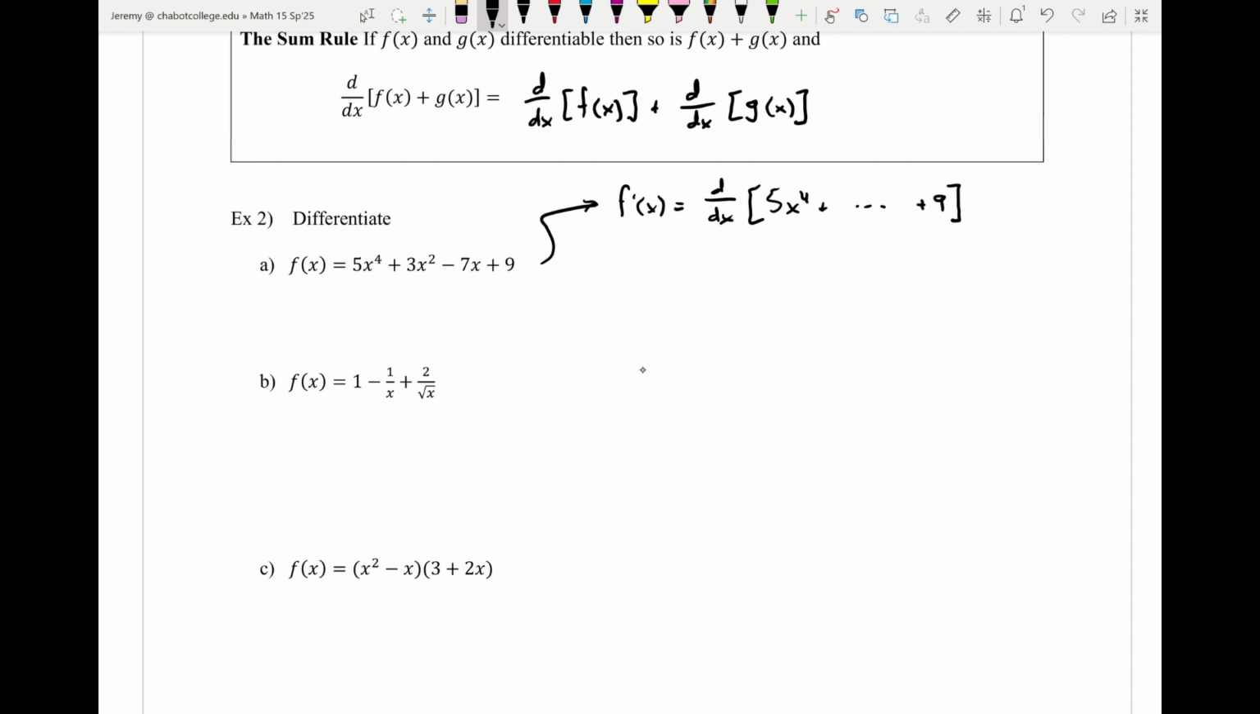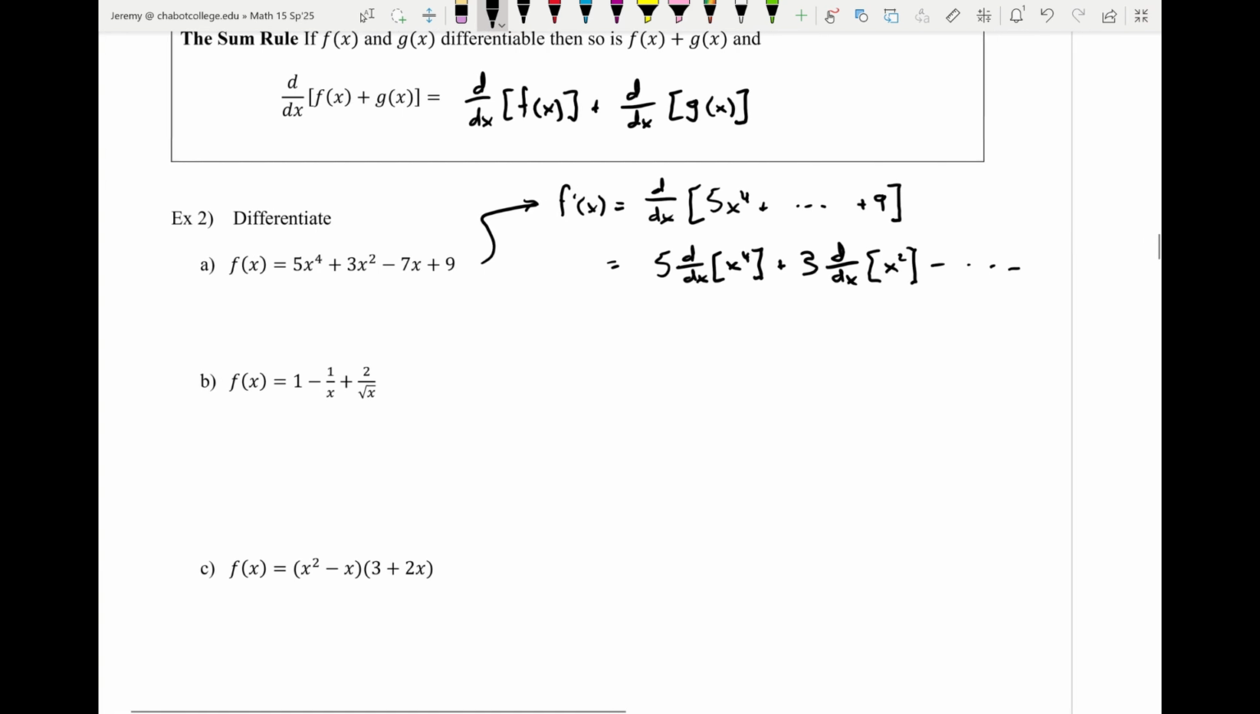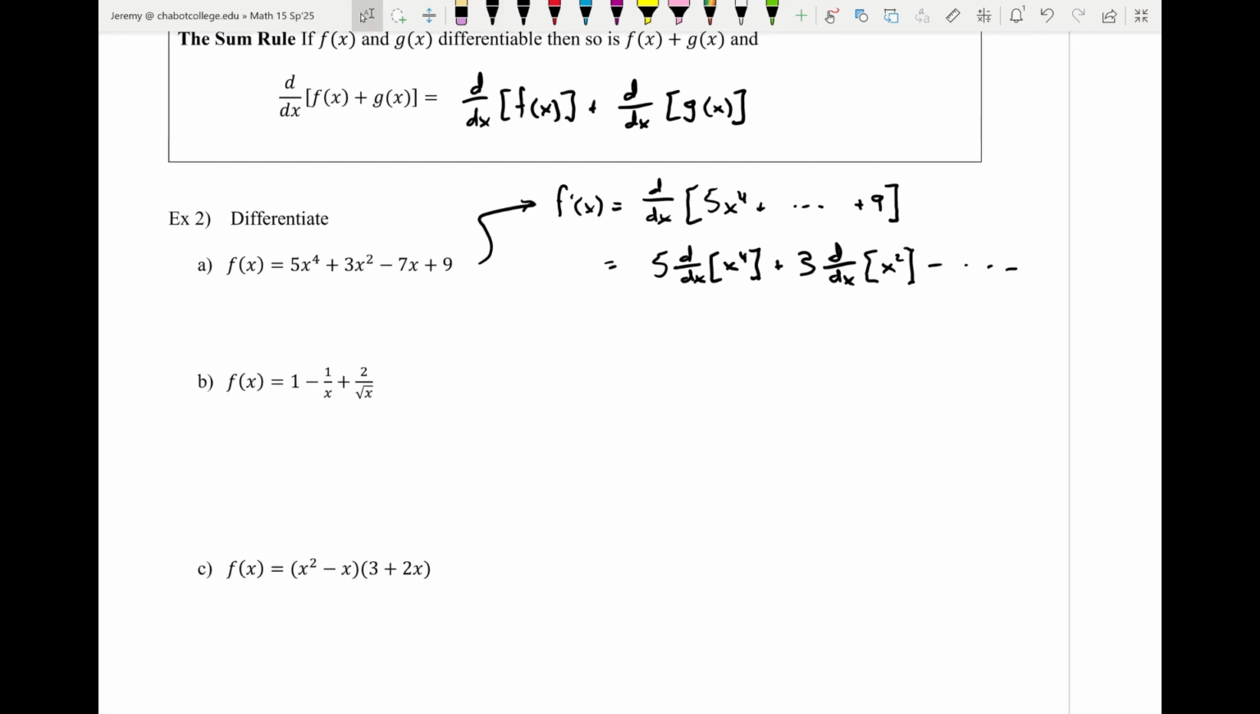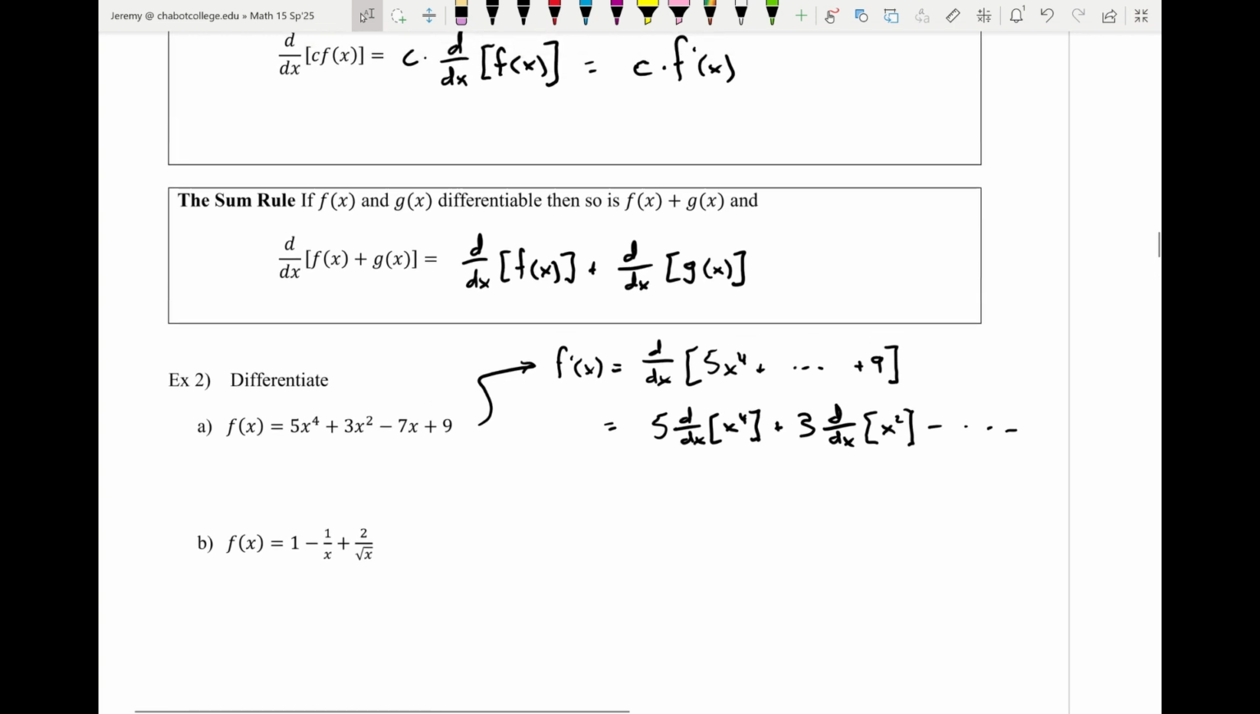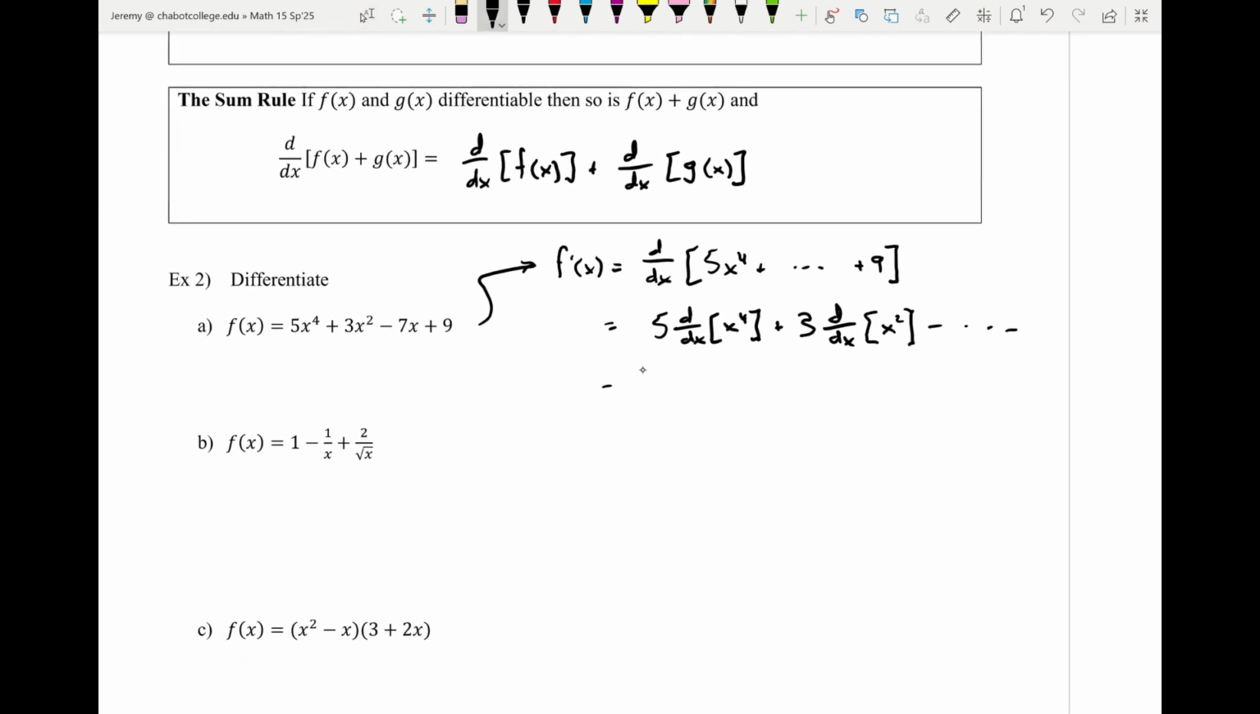So what these two rules tell us is that I can take the derivatives of each of these term by term, and I don't have to worry about the constant values. So this is the same as 5 times the derivative of x to the fourth plus 3 times the derivative of x squared minus, and so on. Okay, so I'm not going to write these two steps every time, or probably ever again, but I just want to indicate how we're actually applying the sum rule and the constant multiple rule to get this derivative.